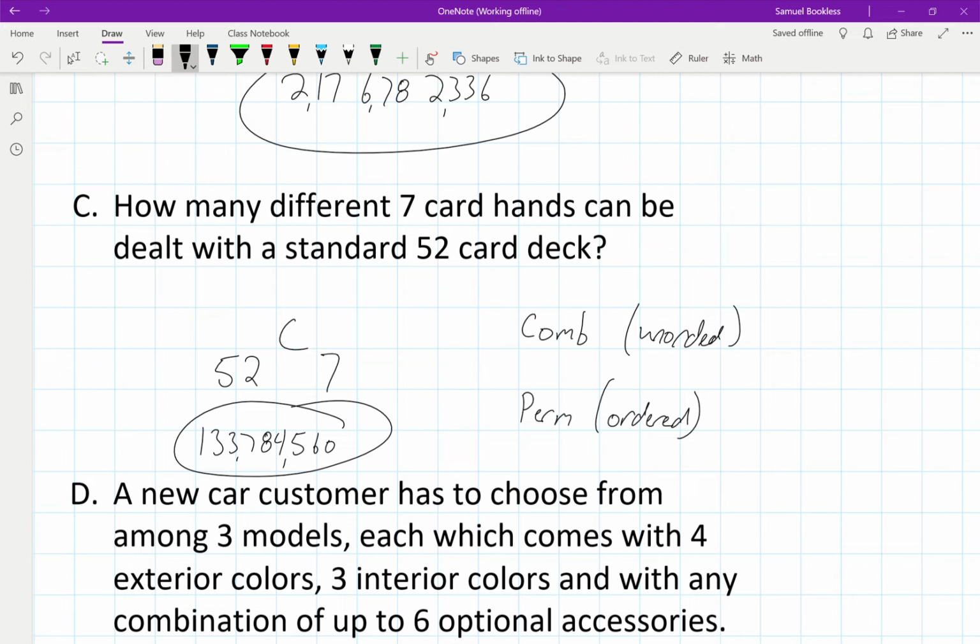So you're familiar with cards, I think, and so one possible hand would be all 4 aces and 3 of the kings. Okay, that would be one of the possible hands.